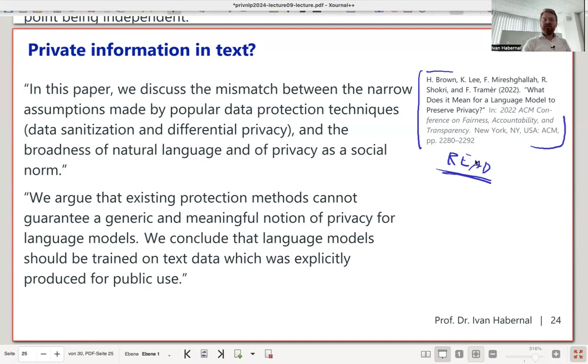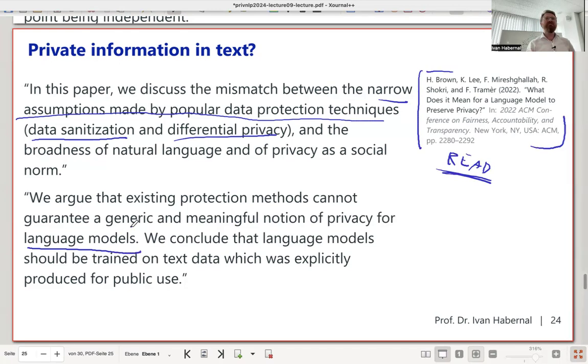So in this paper, they discuss the mismatch between the narrow assumptions made by popular data protection techniques, like, oh, we have a database in differential privacy, or we have data sanitization, which is anonymization of entities, and the broadness of natural language and of privacy as a social norm. Okay, this is interesting. They're putting into perspective what people understand as privacy in text. And they argue that existing protection methods cannot guarantee a generic and meaningful notion of privacy for language models.